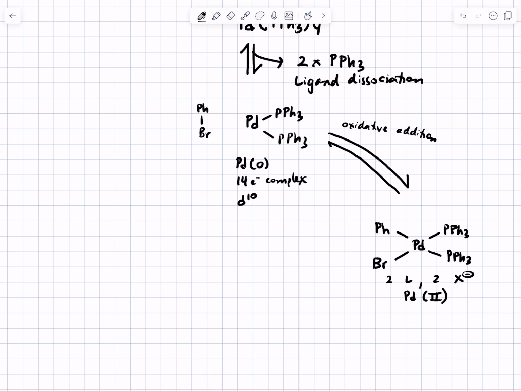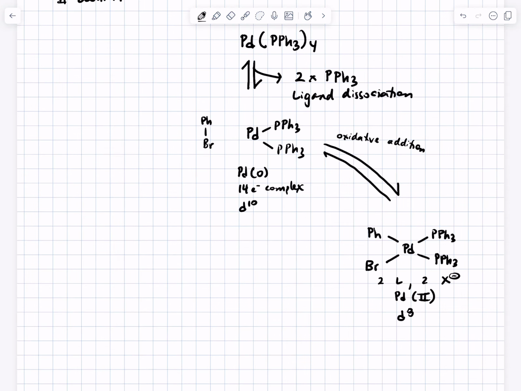Where did those 2 electrons go? It's in one of these new metal ligand bonds. You can pretend it's in one or the other, you can't tell which. 2 of those electrons came from the metal, 2 came from the carbon-bromine bond. Got it? Okay, so that's the oxidative addition step. Now, it's a D8 metal because we lost 2. It went up in oxidation state. And overall, how many electrons do we have? 16 total electron count. Good.